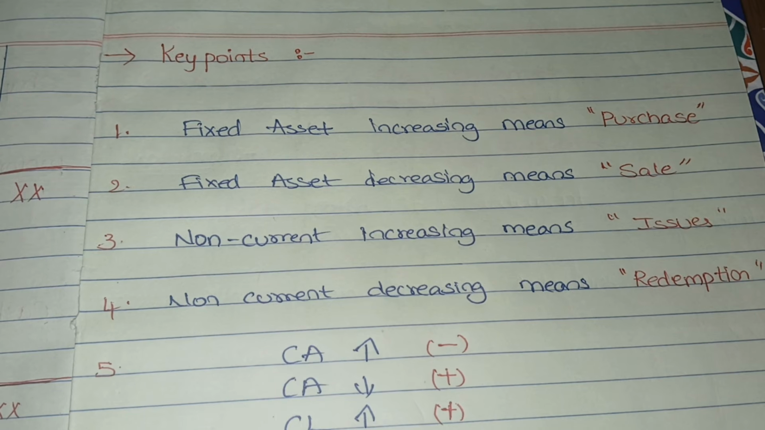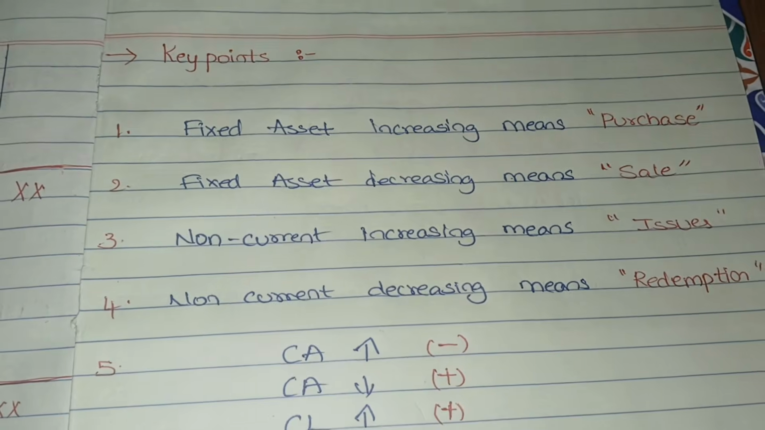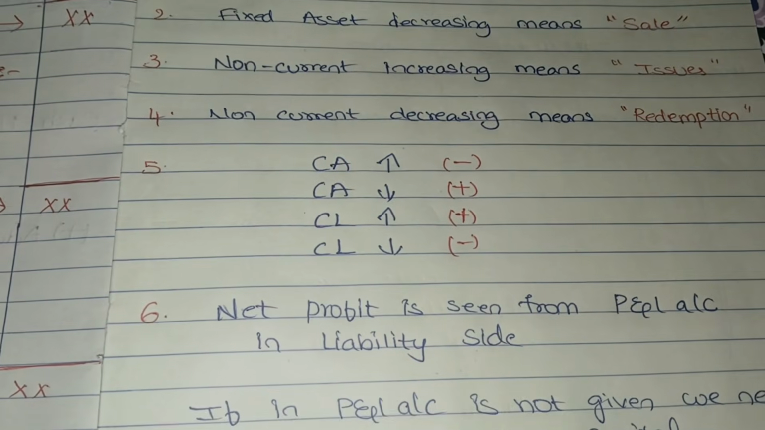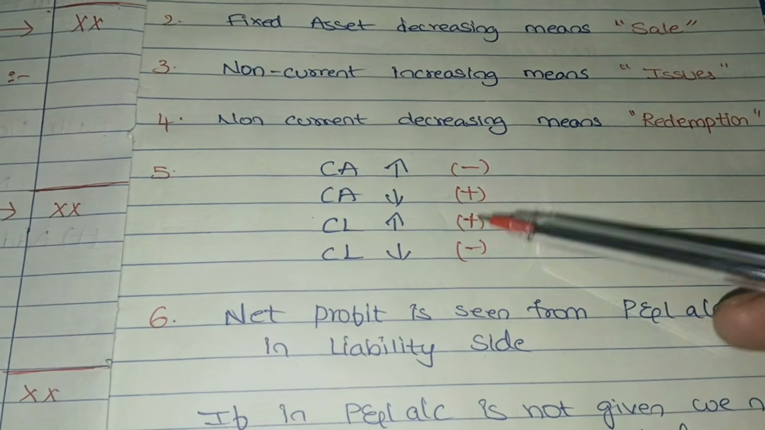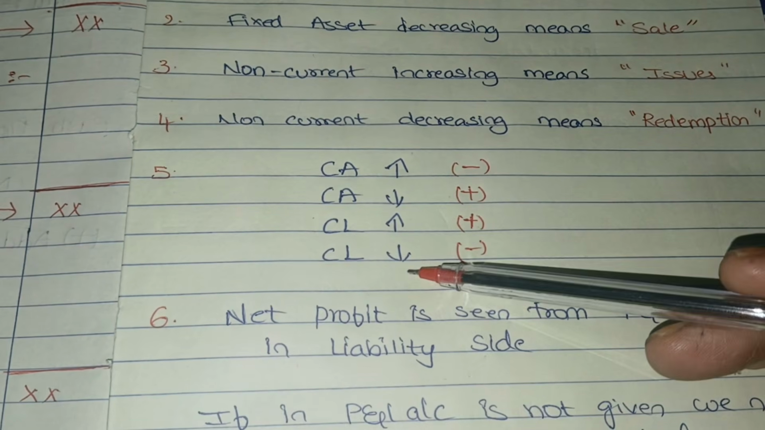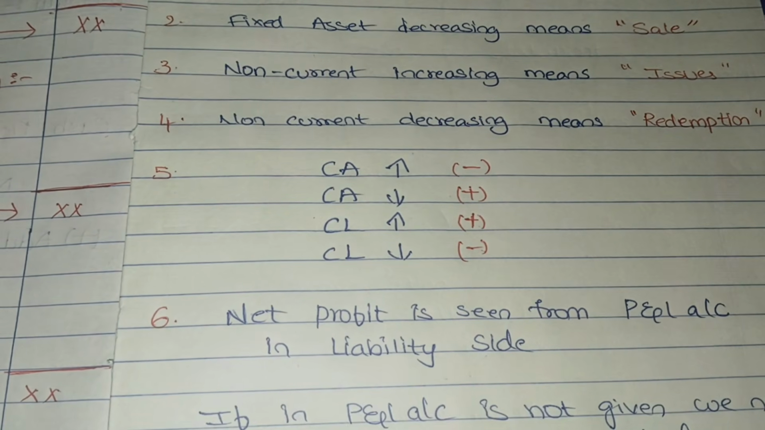Non-current liabilities increasing means it is issues. Non-current liabilities decreasing means it is redemption. And in this, current asset increases means minus, we need to do it. Decreases means plus. Increases mean plus for current liabilities, decreases mean minus for current liabilities.